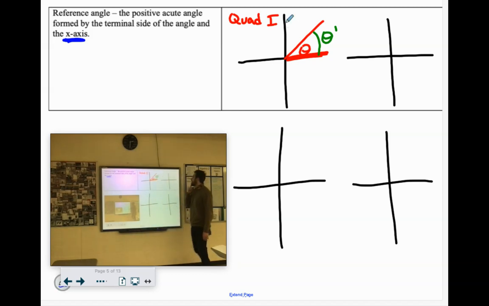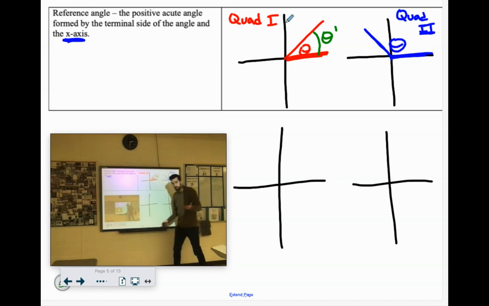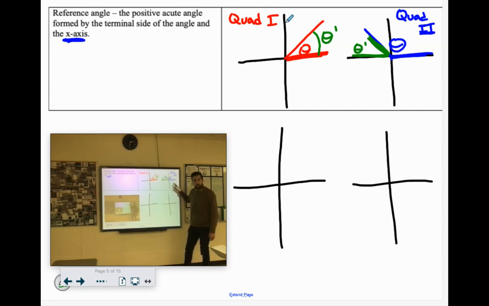All right, so if it ends up in quadrant 2, it might be something like this. So this is your angle theta. Now the reference angle has to be acute and go to the x-axis. So the reference angle would actually be this angle over here. That's the acute angle formed to the x-axis. So we'll call that theta prime.